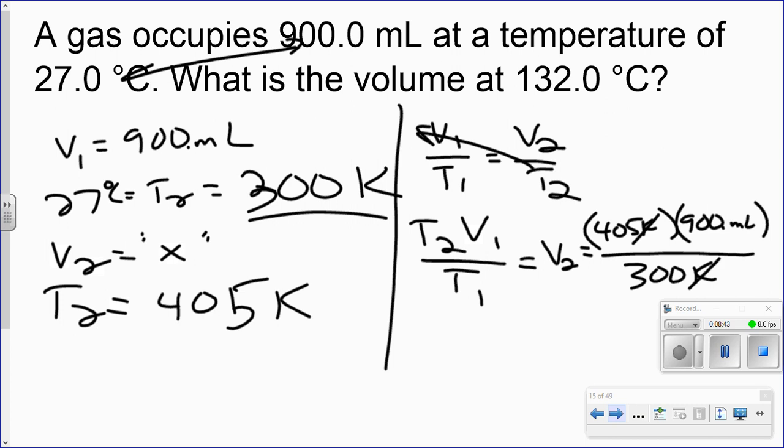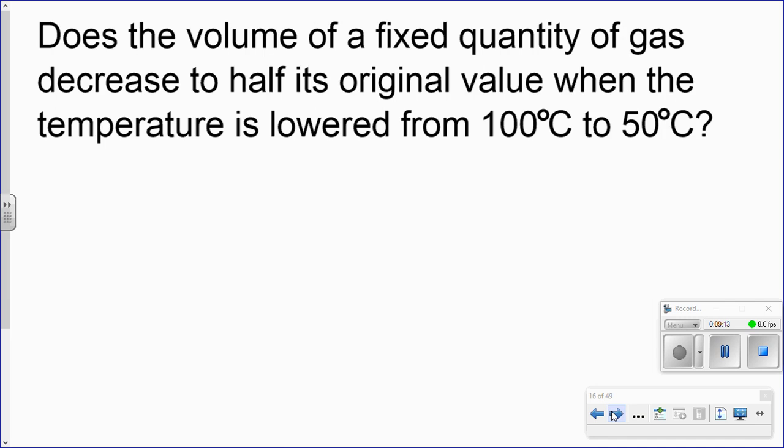K's cancel mathematically, so let me just calculate that very quickly. That's 405 times 900. Whoopsie. 405 times 900 gives us a large number, divided by 300 gives us an answer of 1,215 milliliters. And I guess we need to ask ourselves, does that make sense? Well, temperature increased, and we know Charles' law says that anytime you increase the temperature of a gas, it will increase its volume. So yes, that works. That's a good answer. Okay, moving on to, here's another problem.